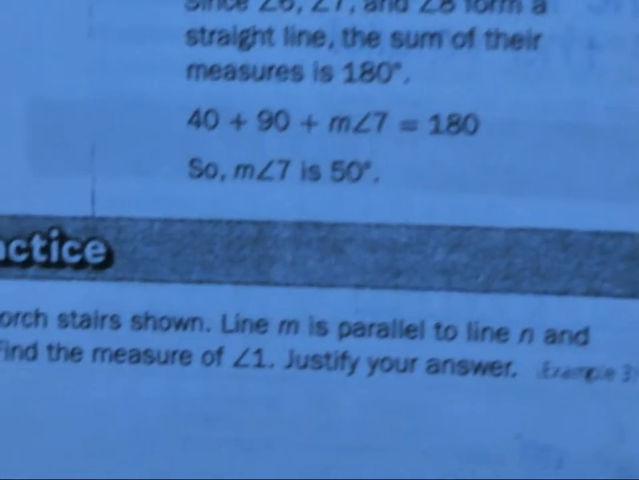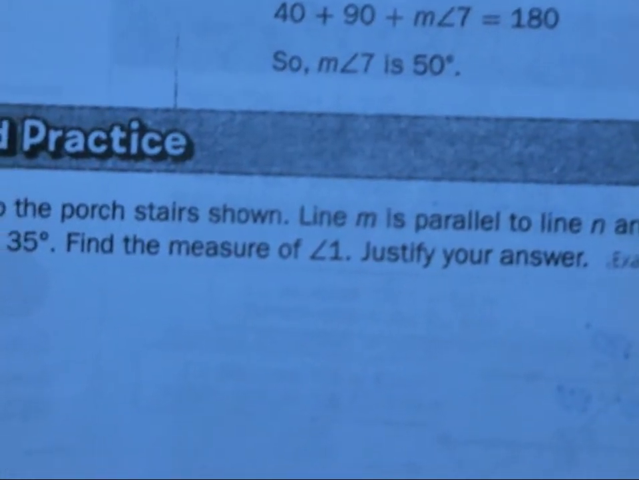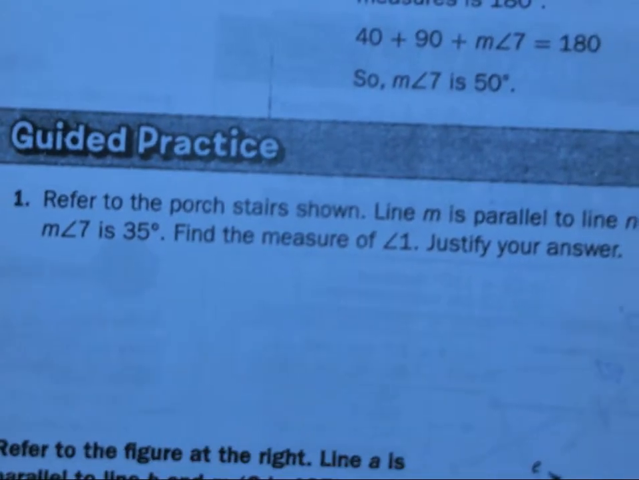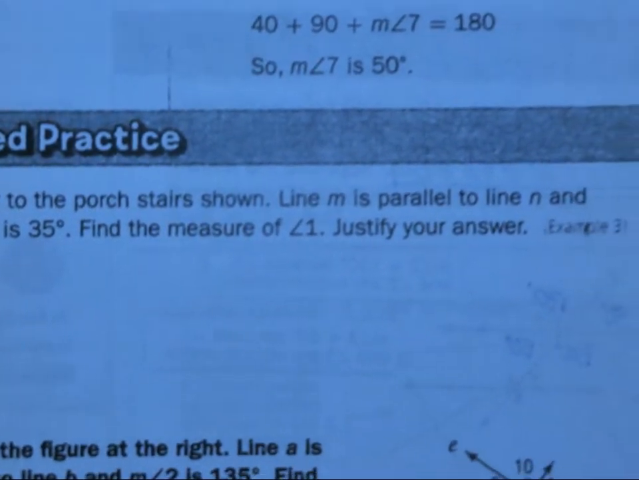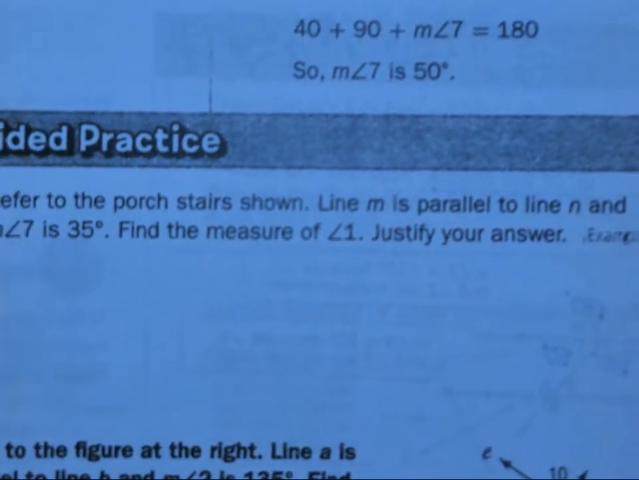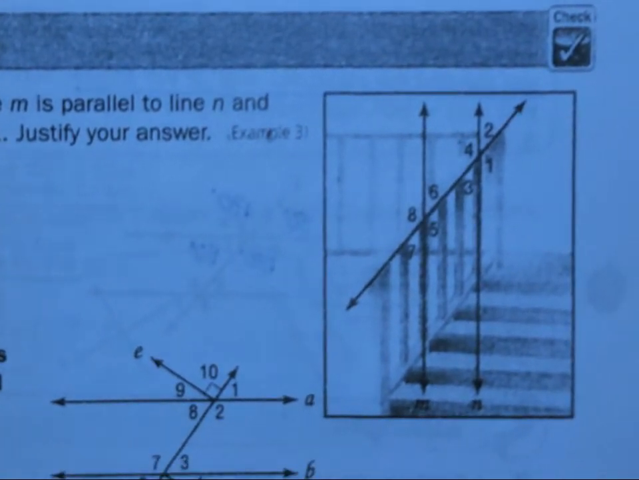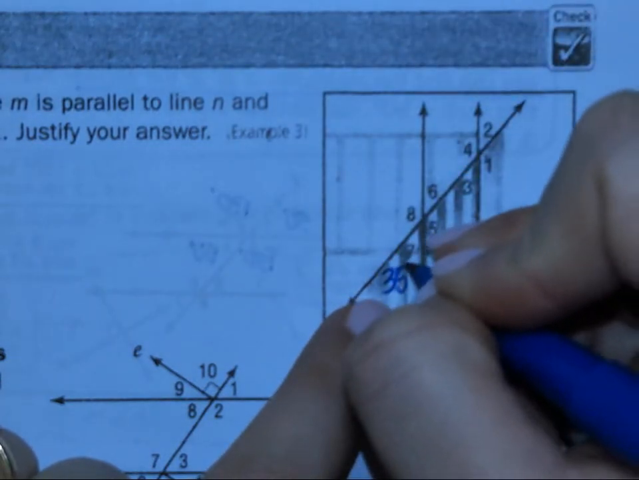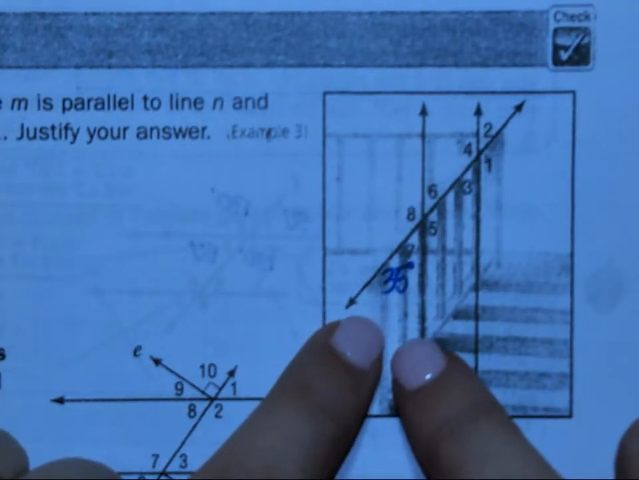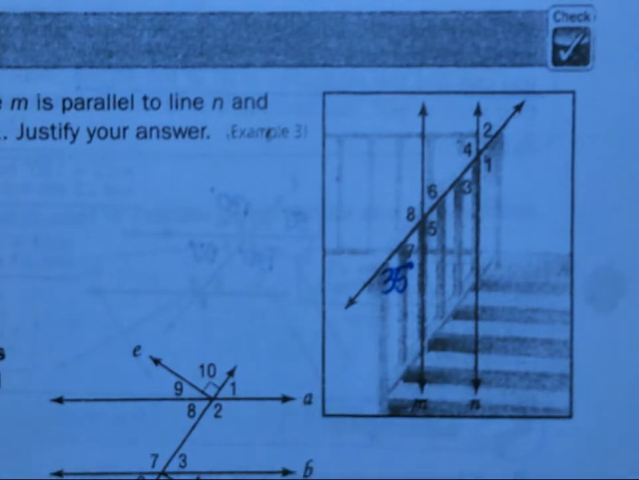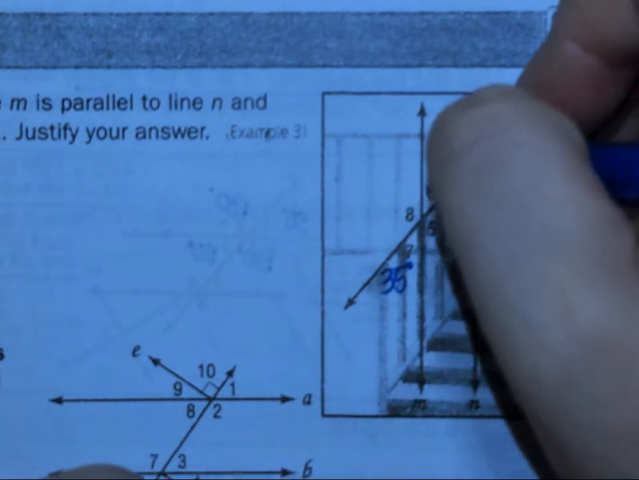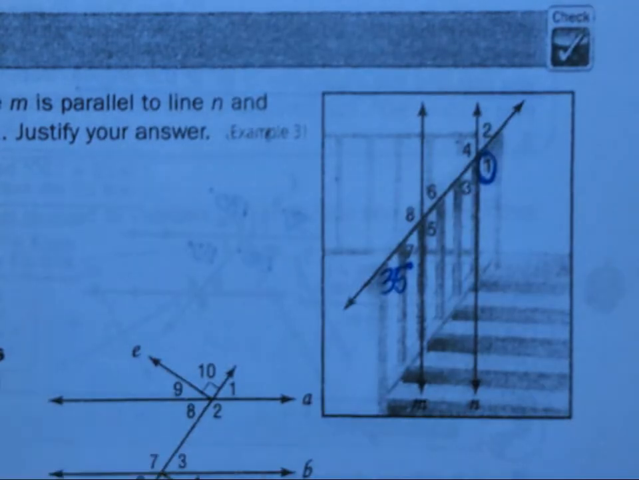Okay, let's look at example number 1 on the guided practice. It says refer to the porch stairs. Line M is parallel to line N. Angle 7 is 35 degrees. Find the measure of angle 1. So I'm going to go ahead and plug in my 35 degrees for 7. They told me that angle 7 is 35 degrees. They're wanting me to find the measure of angle 1. Somebody tell me what the measure of angle 1 is.